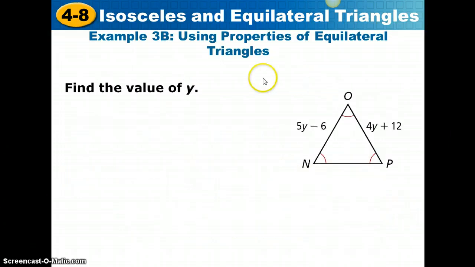Why don't you work through this problem to find the value of y? We are starting with an equiangular triangle. We have a corollary from this lesson that says if our triangle is equiangular, then it's also equilateral. That means all the sides are congruent. That means these two values must be equal. So start off by setting your equation 5y minus 6 equals 4y plus 12. Solve the equation for y.